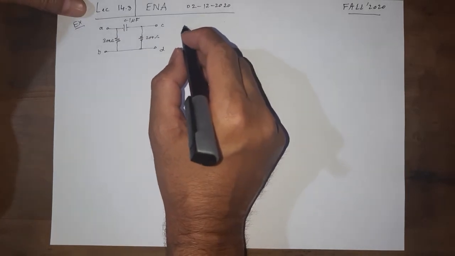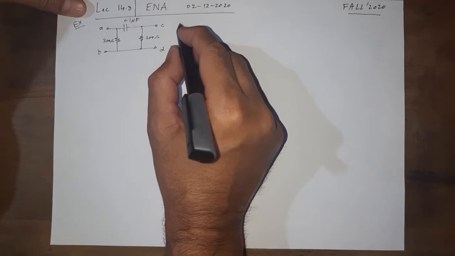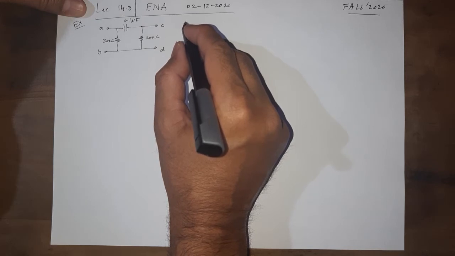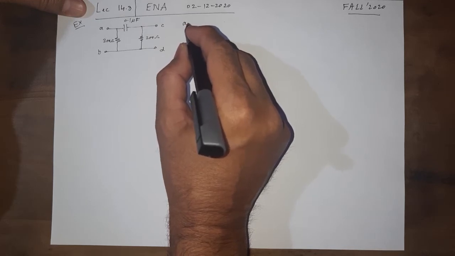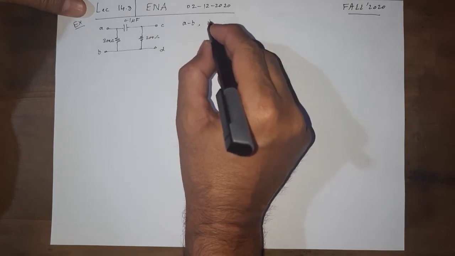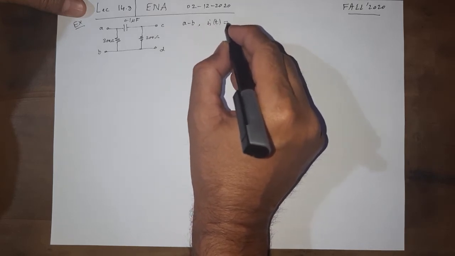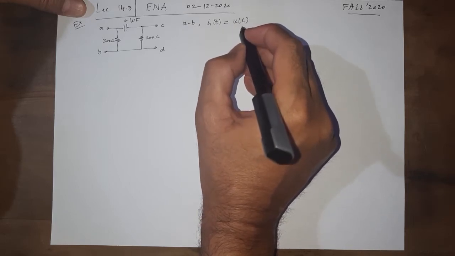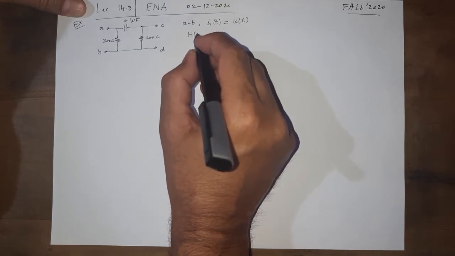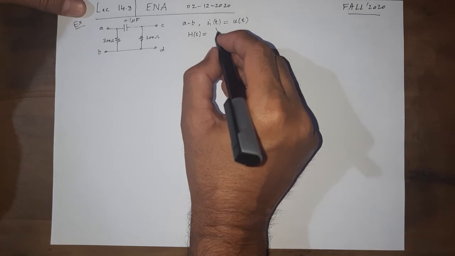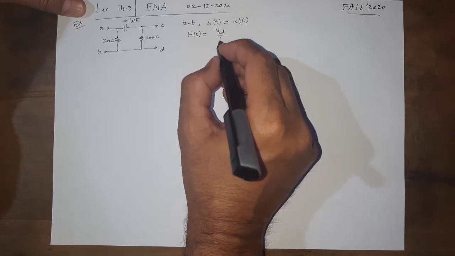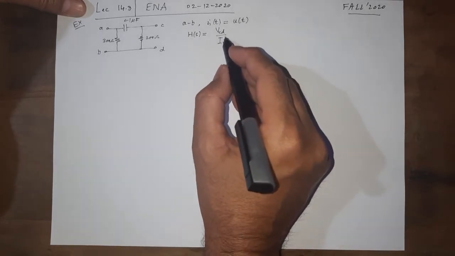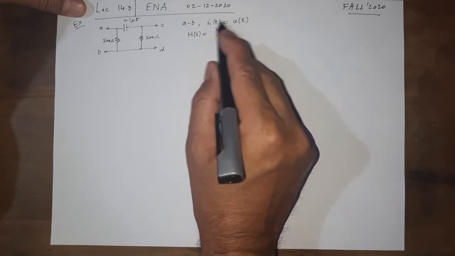Suppose the question says that we have a current source applied between nodes A, B. There is a current source I1(t) which is equal to u(t), and the question says find H(s) equal to VCD over I1. This obviously is in the s domain, both values. This is in the time domain.